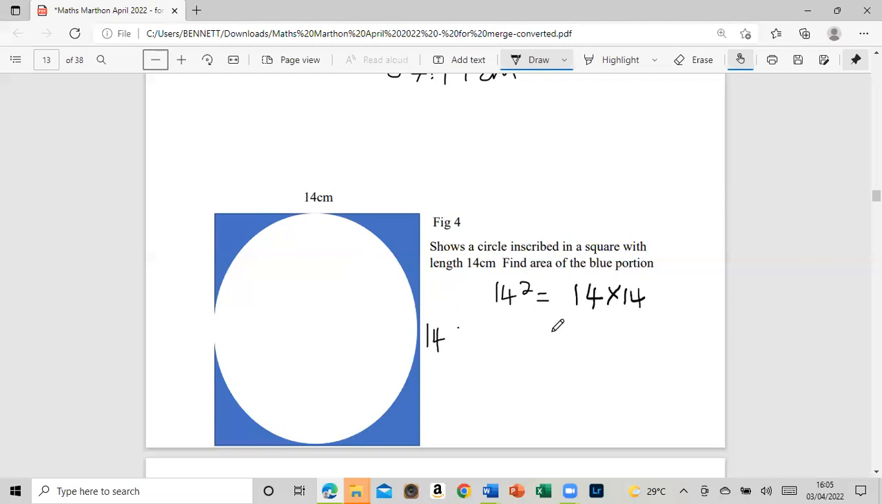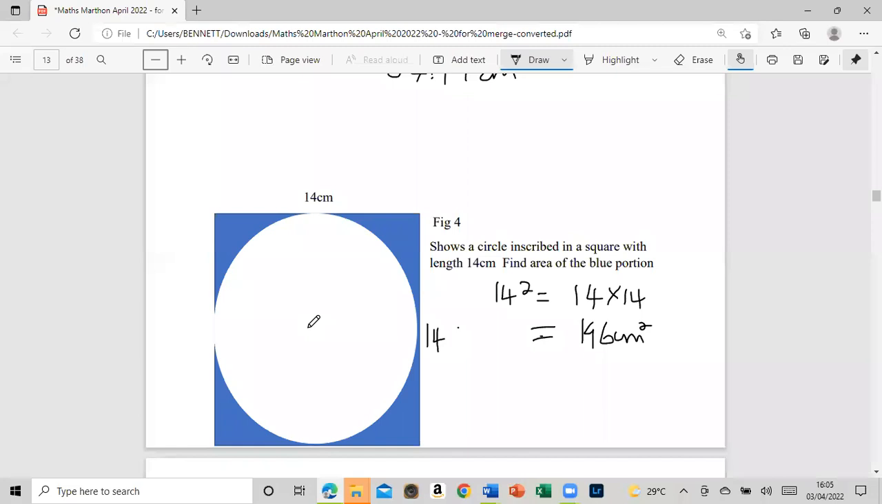Somebody check that for me. Yes, 196. All right, so that's 196. But they didn't ask us for the area of the square. This represents everything, basically all of this, right? But they only want the blue portion. So what type of shape is not shaded? That's what you could ask yourself, right? What type of shape is this white one, guys?